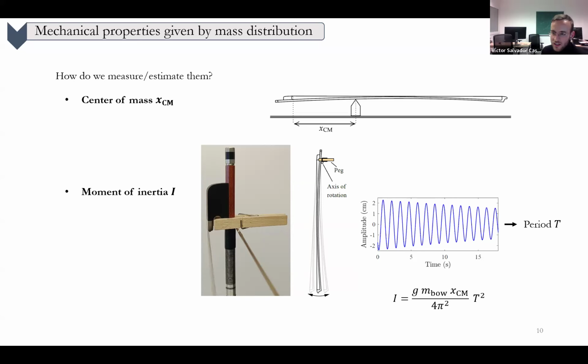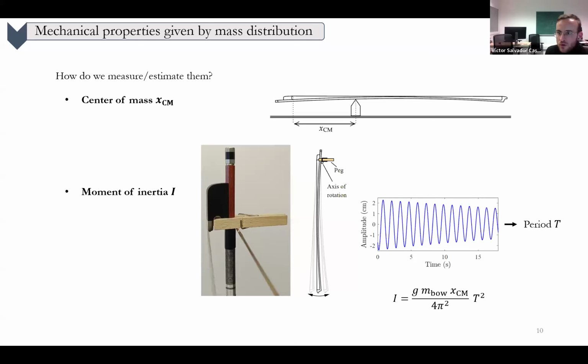Okay, Joseph? You're muted. Thank you for doing this research. It's super interesting. A couple of questions. I wasn't clear about how the masses were attached. Was there something metal put into the bow at certain points, like a pin or something?